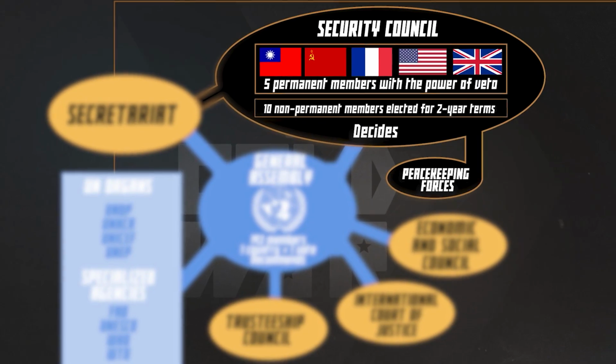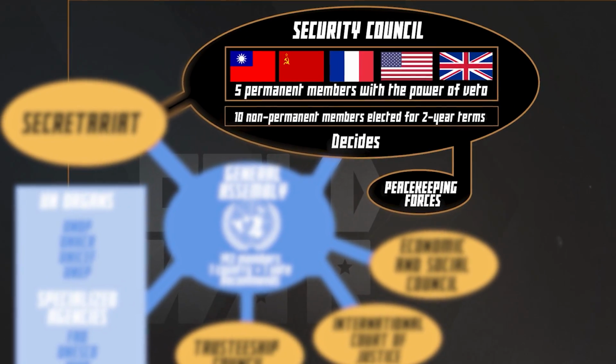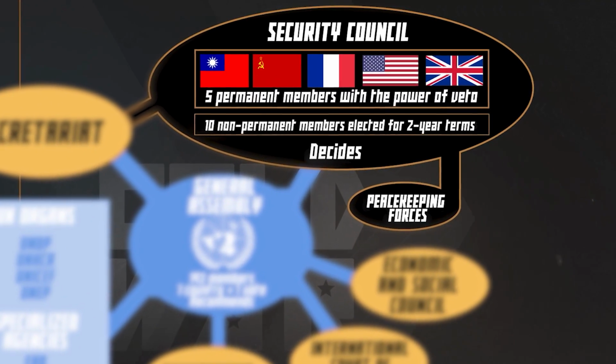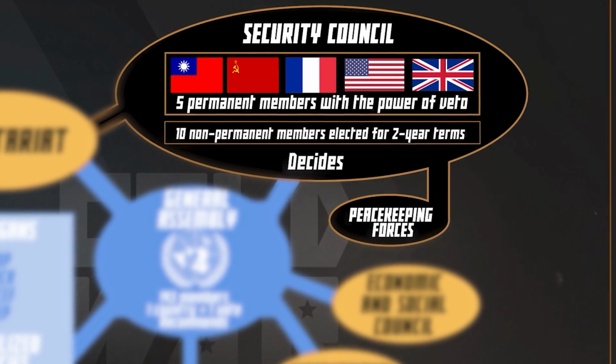So much so that out of any other factor, this was likely the most significant contributor to the UN not living up to its idealistic founding. The permanent members of the Security Council at the time the UN was founded were the USSR, USA, United Kingdom, France, and the Republic of China.